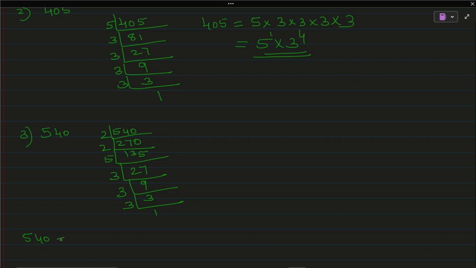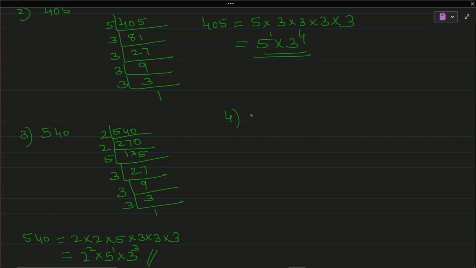So 540 you can write as 2 into 2 multiplied with 5 multiplied with 3 into 3 into 3, or in this exponential form, that is the short form. 2 into 2 is 2 square, and only one 5 is there, so we can write 5 raised to 1. Now 3 is repeating 3 times, so 3 raised to 3.